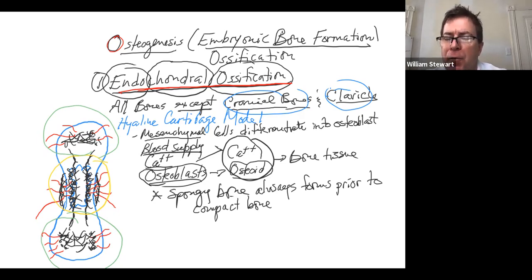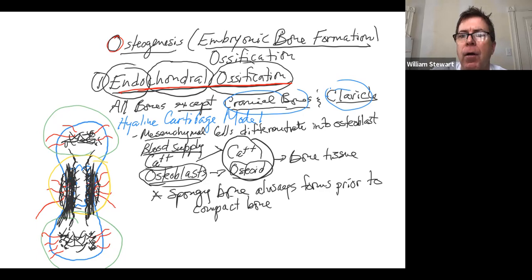Then compact bone begins to remodel some of the spongy bone areas. So I'll draw that in black. All of this eventually becomes hard, compact bone, but the ends remain mostly spongy bone, except for a small thin covering of compact bone around here.